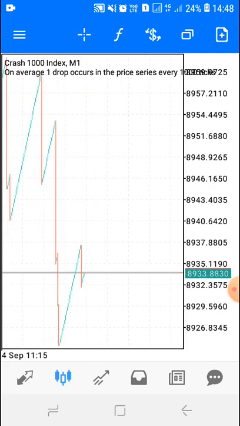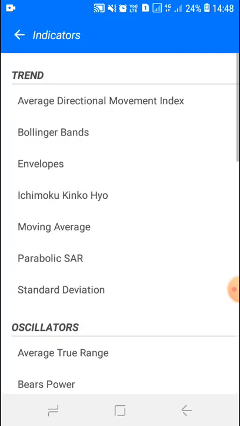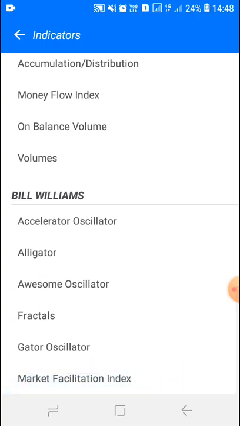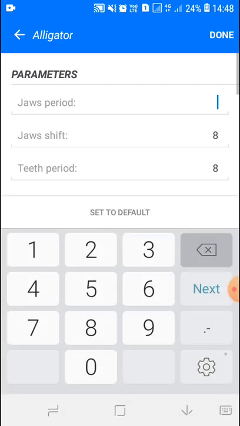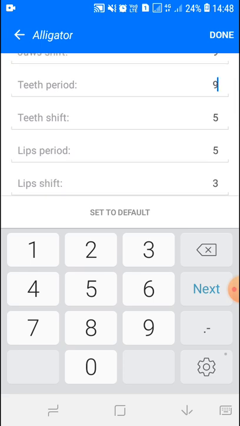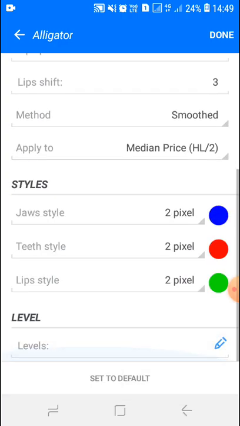Okay, so the first indicator that we're going to use is our alligator, right? Now you guys need to make sure that your parameters are like this. Make sure the jaw period is 9, the jaw shift is 9, the teeth period is 9, right, and the teeth shift, and the lips period should be 9, right? Now when it comes to colors, just leave your colors like that.